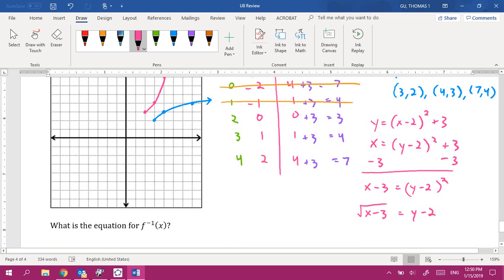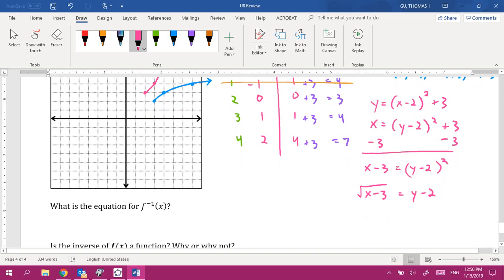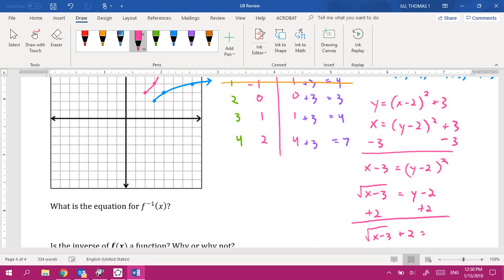Okay, and then our last step, what do we need to do? Add 2. And so my final equation is? Right, but remember, we don't use y. We're writing the inverse function, so we're going to put f negative 1 of x equals square root of x minus 3 plus 2. And that is the equation for the inverse of f of x.